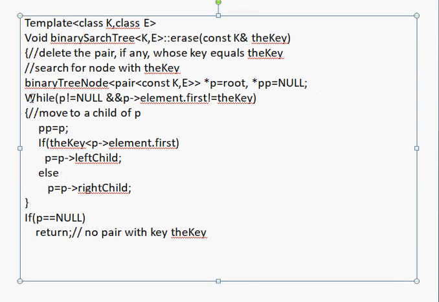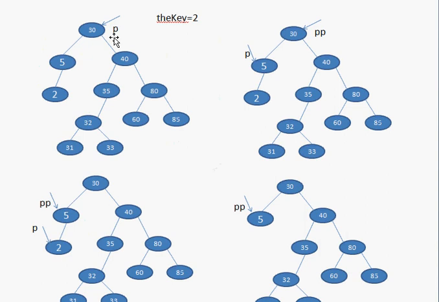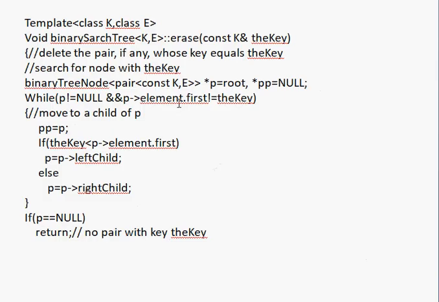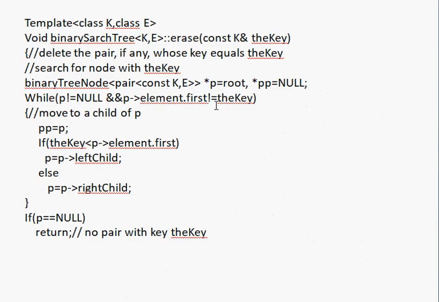Now the first condition, let's see what happens when you execute this piece of code. While p not equal to null and p element dot first not equal to the key. Let's see what the condition is here. So p is not null, that's true, because you have a binary search tree here. And p element dot first is this value, which is 30. And that's not equal to the key value, right? Is it less? We will find. So it's not null, which means we have to traverse.